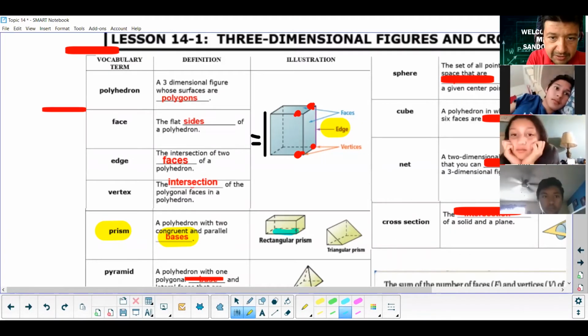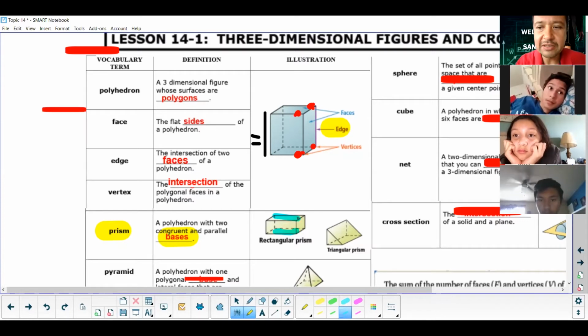So do you see the space right here? You see the base there? Are those bases congruent? Yes. Good. Are they parallel to one another? They're congruent and parallel. Yes. Okay, good. So that's the reason why it has the name rectangular prism.